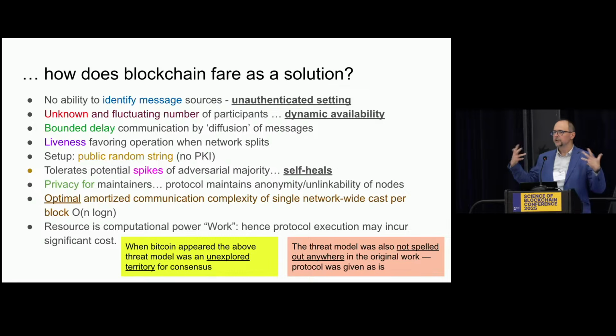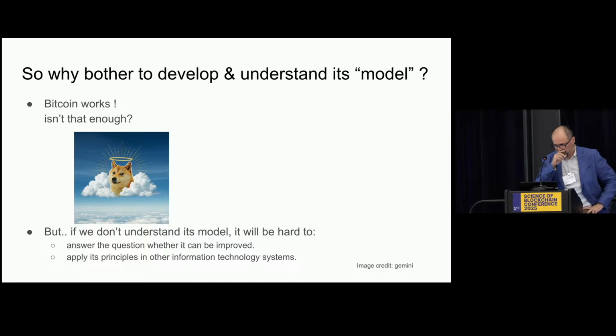Basically, nobody from the academic side of things or the research side of things in distributed systems and cryptography was looking at this model. Moreover, another interesting fact is that this model and all its features were not spelled out in the original works that introduced it. Instead, it took a long time and effort to extract, decode, and be able to communicate this threat model. So looking at the success of Bitcoin and other systems, one may ask, why even bother to develop and understand the model it suggests? Isn't it enough that these systems work?